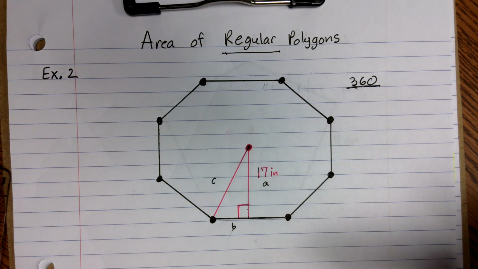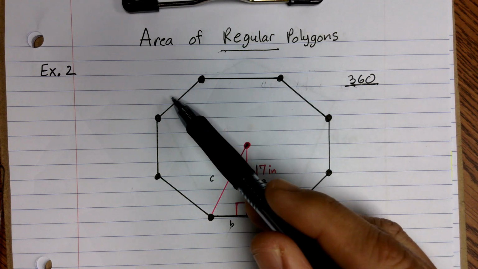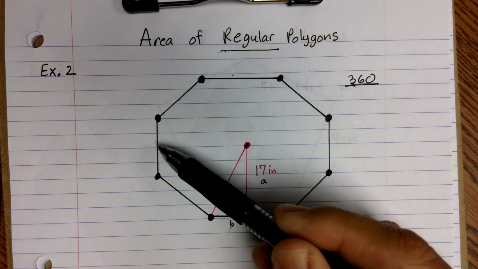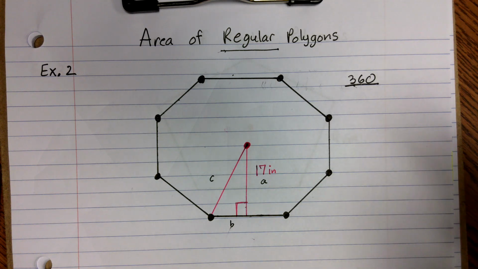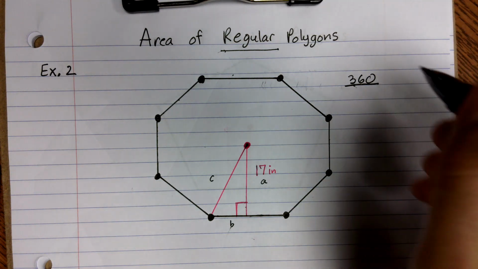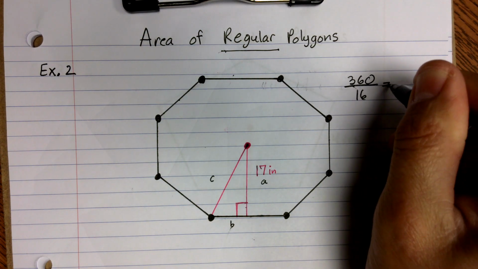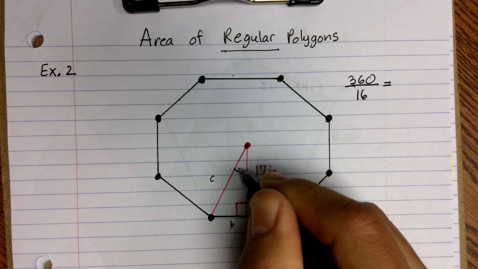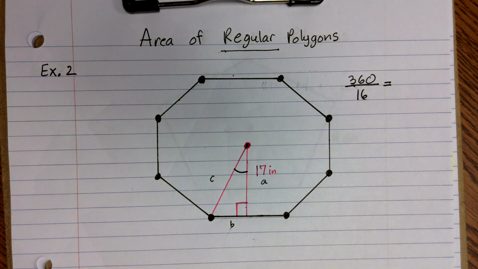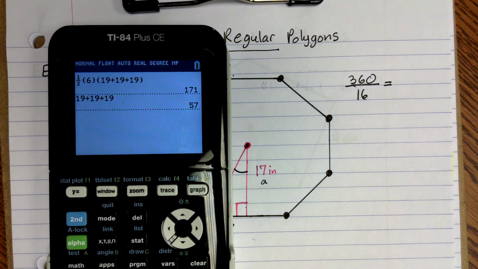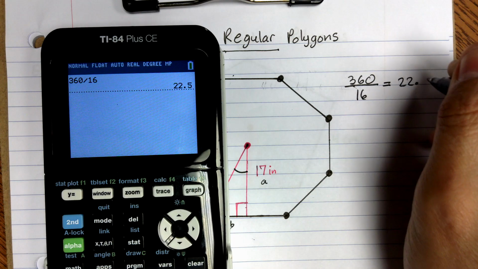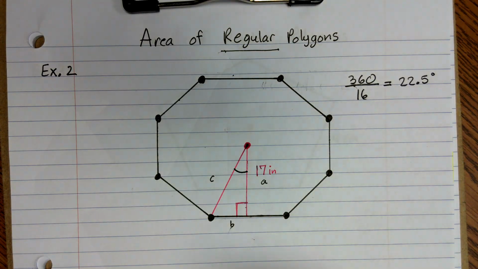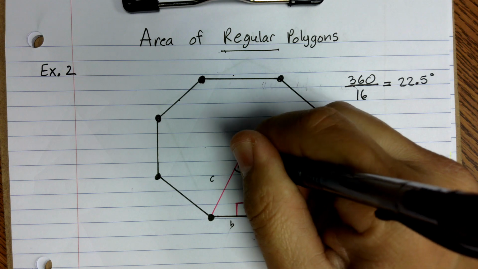Now this one actually has more sides than the one that we just looked at. This one has 1, 2, 3, 4, 5, 6, 7, 8. It has 8 sides. So since it has 8 sides, 8 times 2 is going to be 16. And so I'm going to divide this by 16. And that's going to tell me what this central angle is. So let me get my calculator and turn this on. Let's do 360 divided by 16. And it gives me 22.5. So I know that this angle is 22.5 degrees.